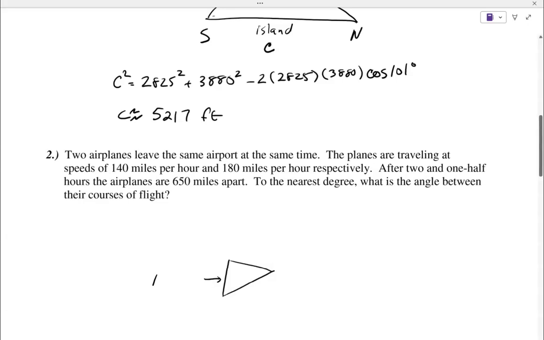Good. Yeah, so the speed of the first plane's 140. We'd multiply it by 2.5 to figure out that side. We'll multiply because we have miles per hour, and then we'll want to multiply by the hours to get rid of the hours. That's 350. I'm going to do that multiplication. This will be 180 times 2.5. So that's 450.